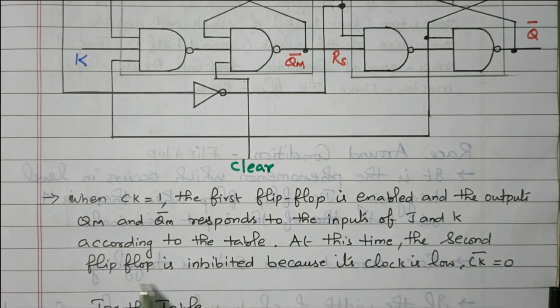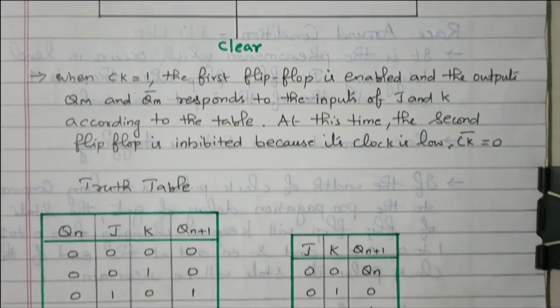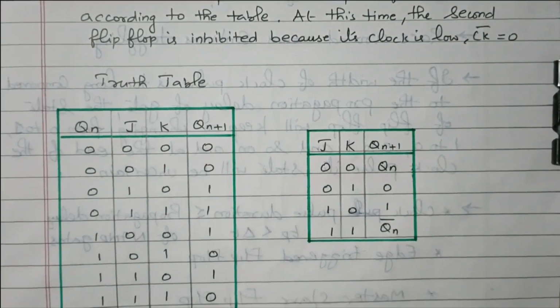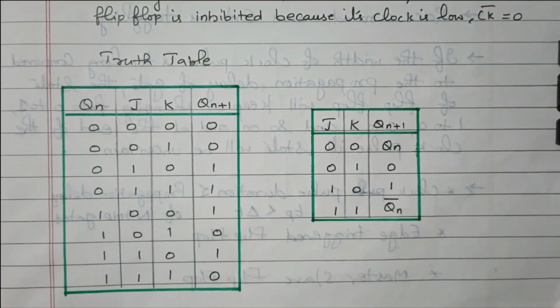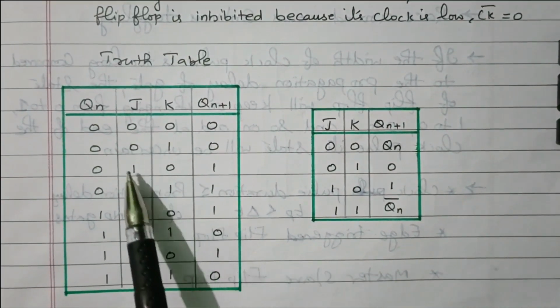At this time, the second flip-flop is inhibited because its clock pulse is 0. CK is 0. Now we'll see the truth table. What is the truth table of the JK flip-flop? When the clock pulse is applied to the first flip-flop, what will happen?